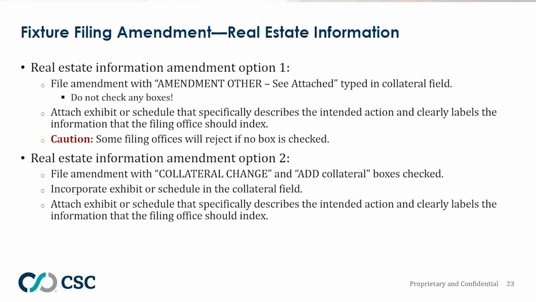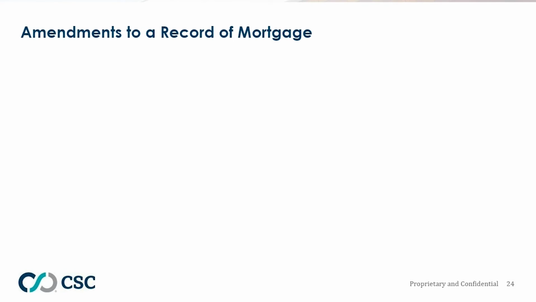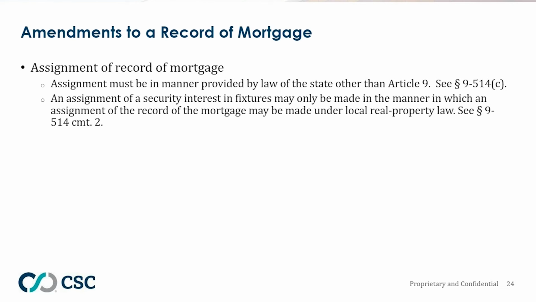Now, when it comes to the amendment of a record of mortgage, it's a bit different. Article 9 does address assignment of a record of mortgage. Here it says it has to be done in the manner prescribed by the law of the state other than Article 9, in other words, real property law. Bottom line, if the security interest in fixtures is perfected by a record of mortgage that's effective as a fixture filing, then it has to be done under the real property law of the state where the record is filed. So Article 9 defers to that.